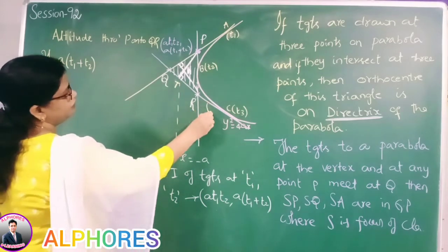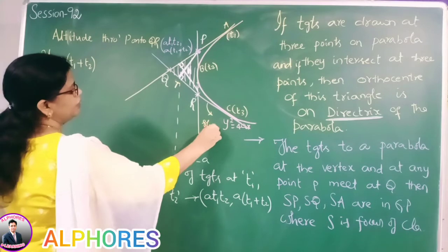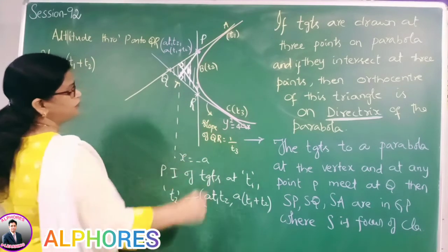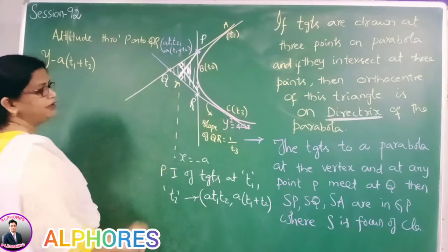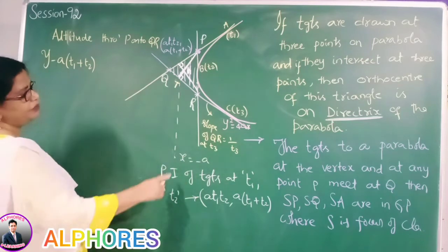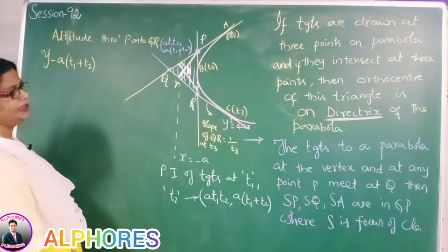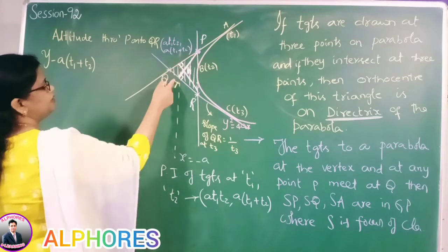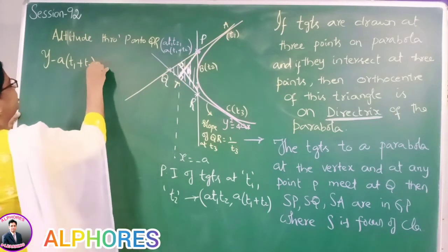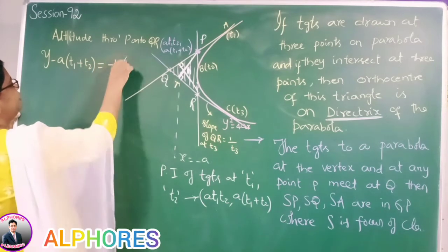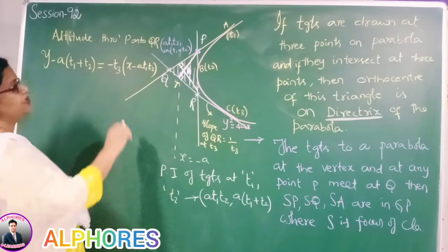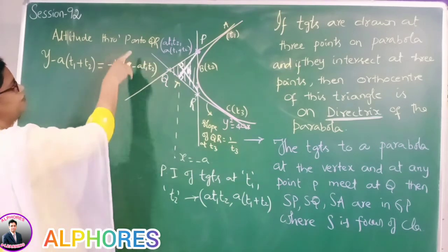Therefore the slope of QR is nothing but 1 divided by t3, because it is drawn at t3. Understand? Therefore the slope of QR is 1 by t3, and hence the slope of PT is minus t3. Therefore the equation is y minus a into t1 plus t2 equals minus t3 into x minus a t1 t2. Understood all of you? In this way we wrote the equation of one altitude.